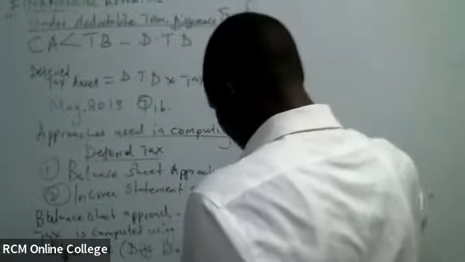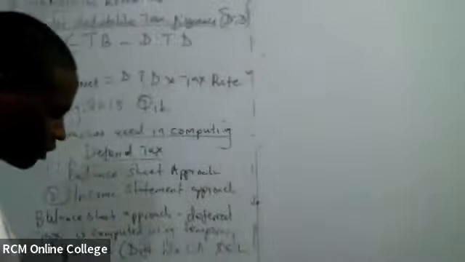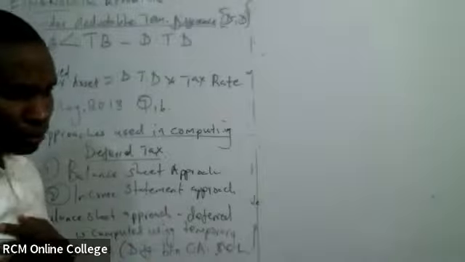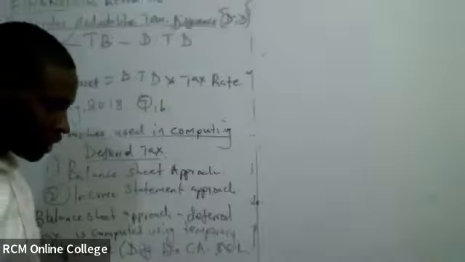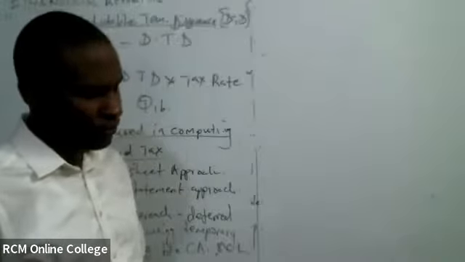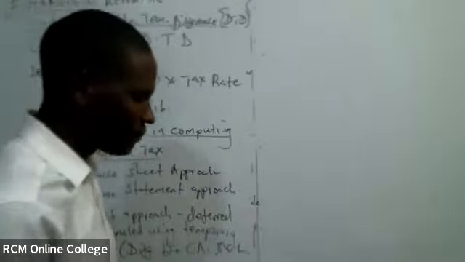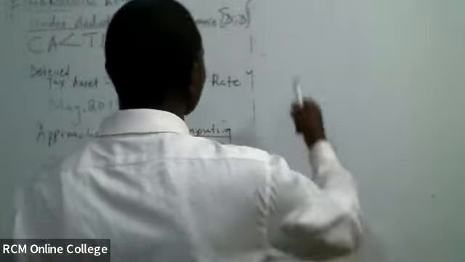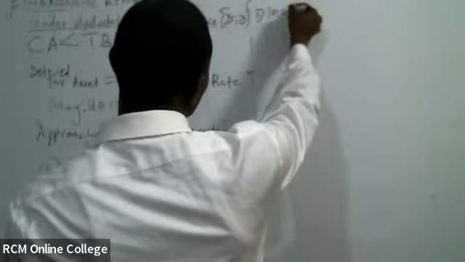For the income statement approach, there are also many things. Under the income statement approach, we say that deferred tax is computed using the timing difference. And you know that this is mostly what is used. Here the income statement approach is mostly used.